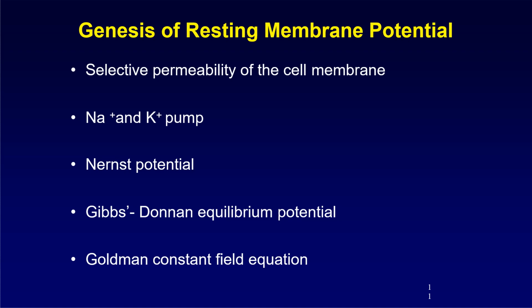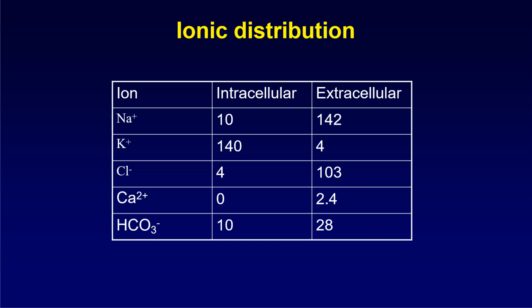So now we will see the genesis of resting membrane potential and the factors underlying its genesis. Genesis means production, how it is being produced. The cell membrane is selectively permeable to different ions. So what are the ions present? Sodium, potassium, chloride, calcium and bicarbonate, and their concentrations.